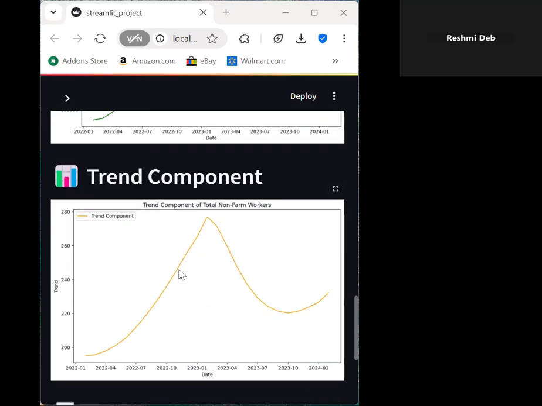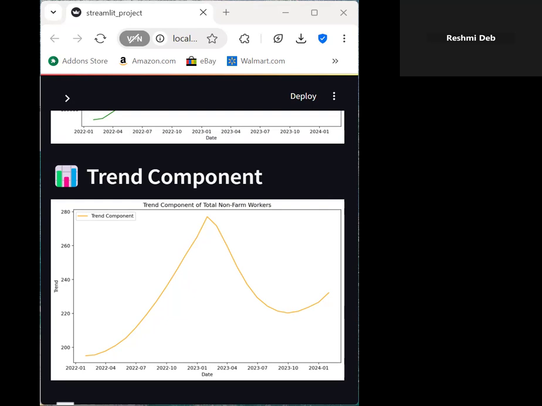Next, we have the trend component, and this also shows an upward trend from 2022 to 2023, and then it goes downward in mid 2023, and then again upward after mid 2023. So this trend starts to increase again. So there are some fluctuations in the trend line.